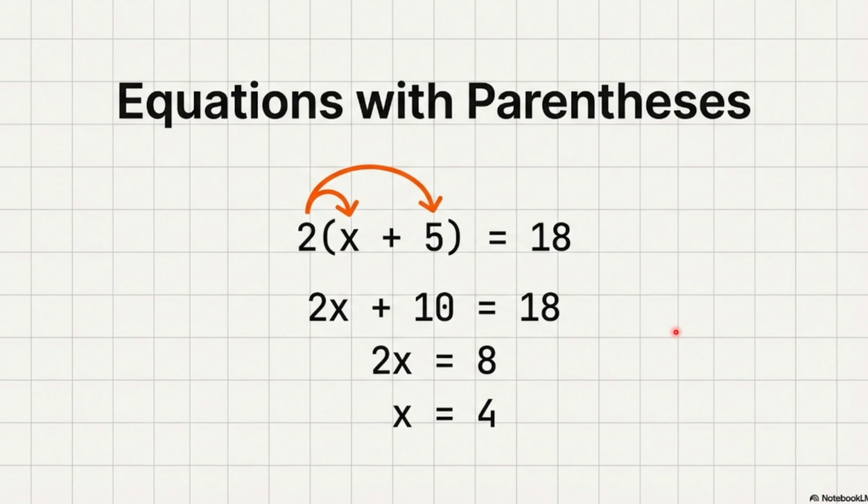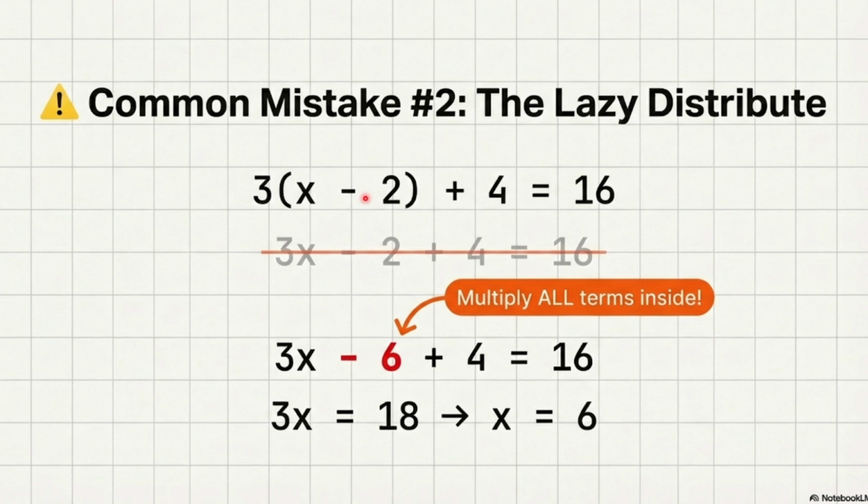Now, let's review those maths again. First step was distribution. We multiply 2 with every term inside the parentheses. Then we get 2x + 10 equals 18. Then we subtract 10 from both sides and we get 2x equals 8. After that, we divide both sides by 2 and we get x equals 4. Now let's talk about this math. In this kind of math, students sometimes forget to multiply every term inside the parentheses. Always remember, distribution applies to all terms inside parentheses.